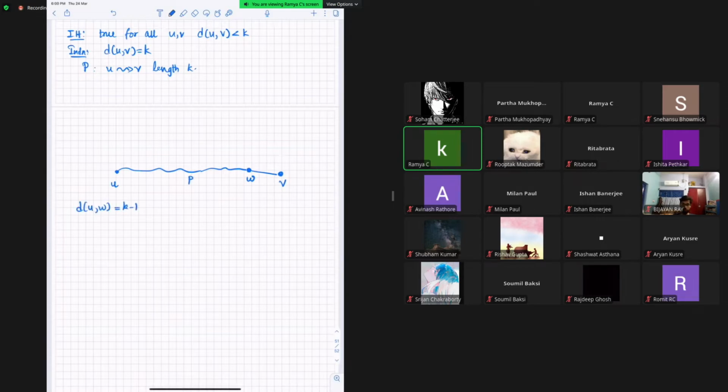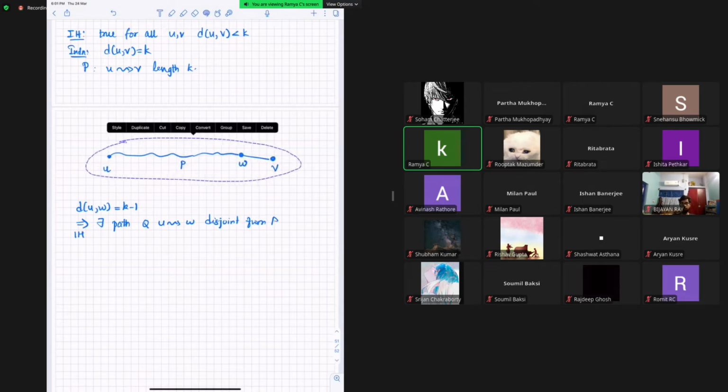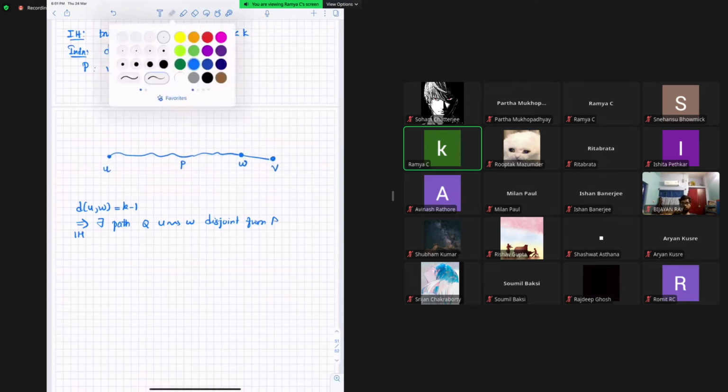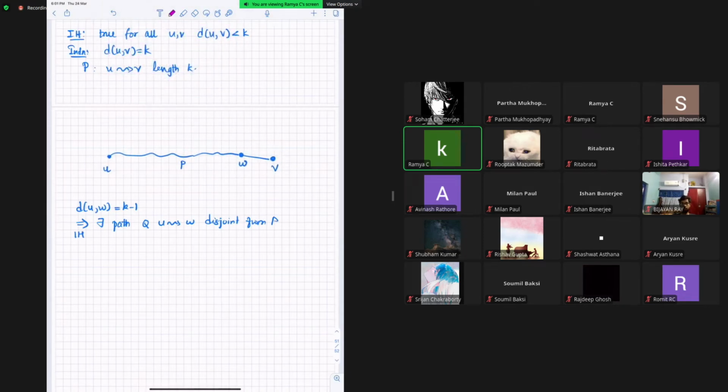So by inductive hypothesis, I know that there is a path Q from U to W that is disjoint from P. I just don't know how this path Q looks like. So I will just put this path here, and I'm going to give another color for this path. This is your path Q.